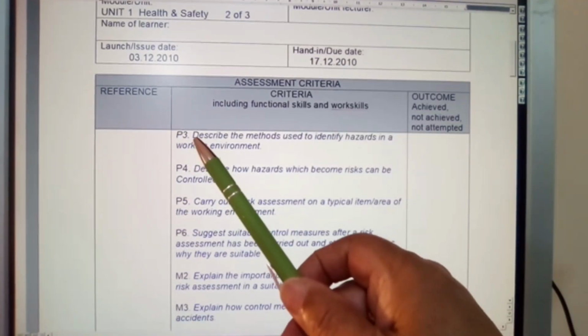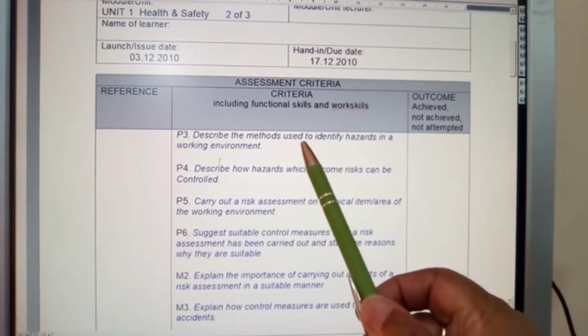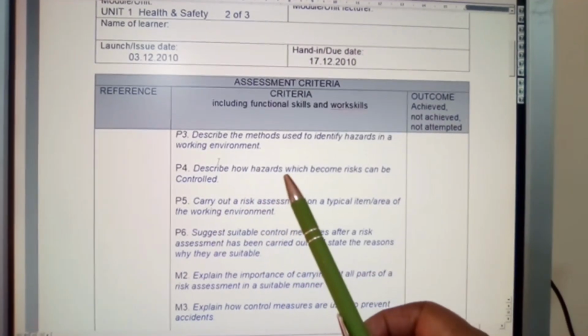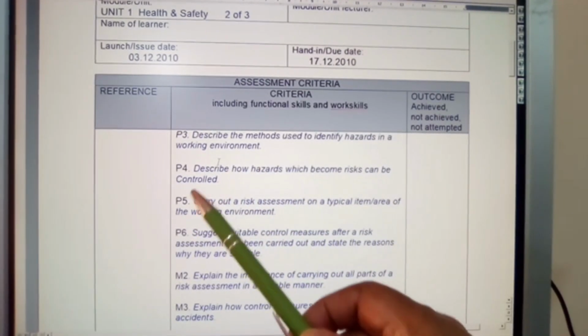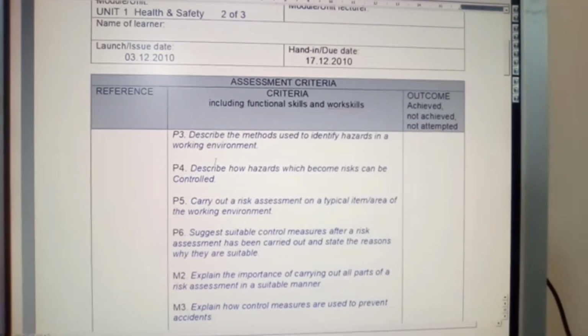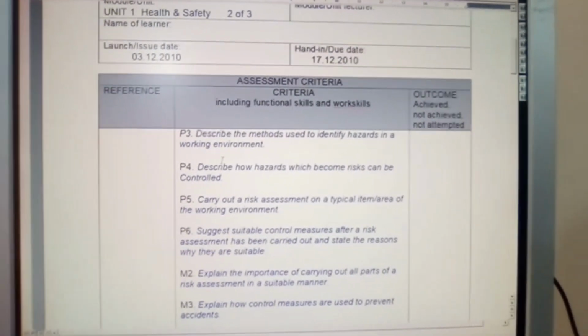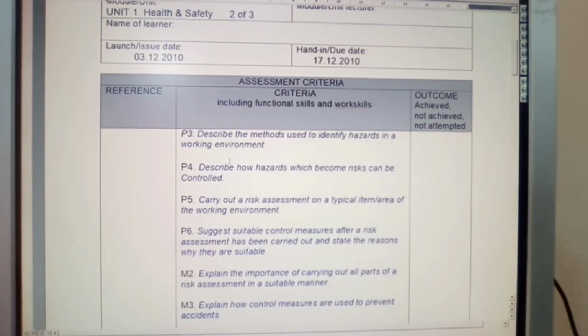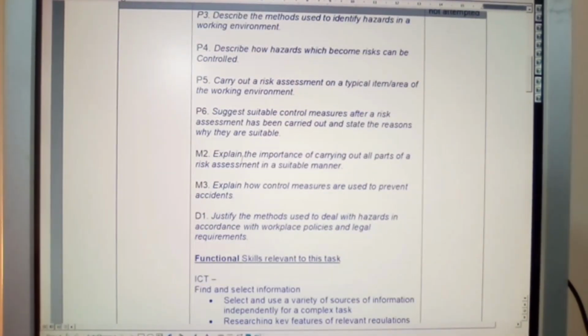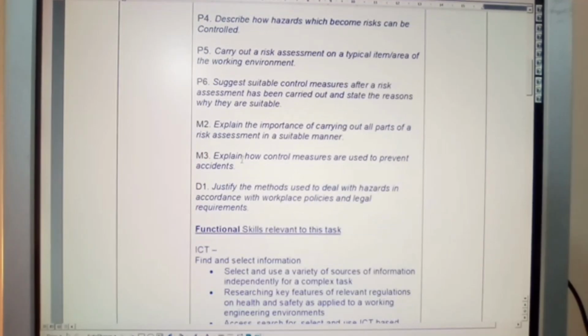This is something for you to do, to look at and to understand yourself. Now here we're asking you to describe the method used to identify hazards in a working environment, and describe how hazards which become risks can be controlled. Now you would have done this already, and you've been given a lot of information on health and safety, so read the information, refer to it, and look it up yourselves. You don't need to be too long on this. This is just a simple role.